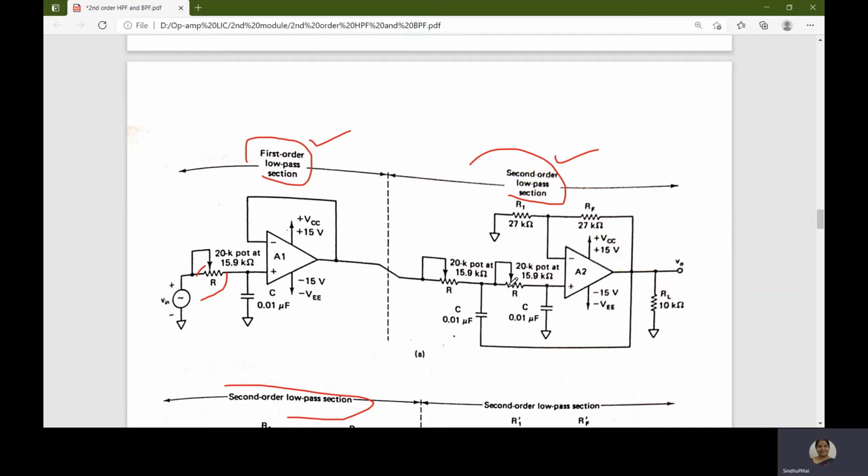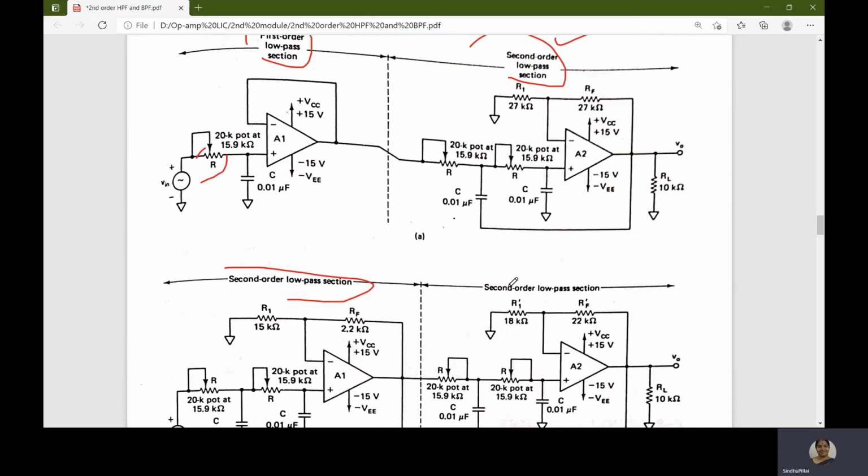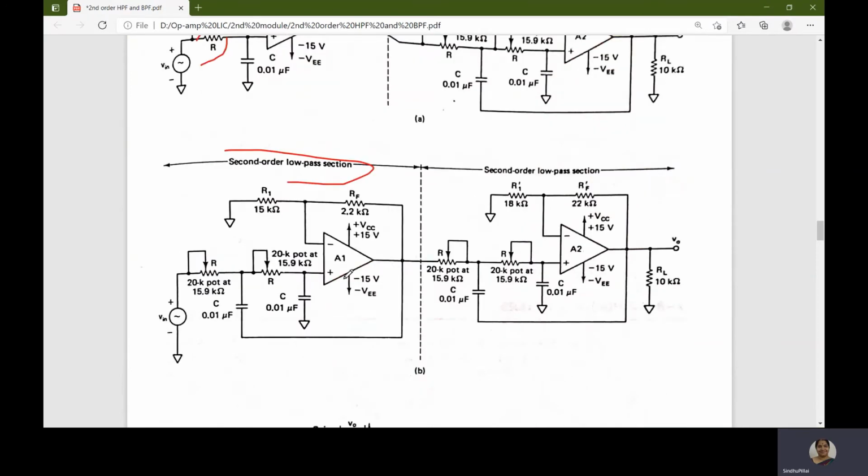This is third order. If you want fourth order, then two second order filters are cascaded. Two second order low pass filters are cascaded, where second order means we have two resistors and two capacitors. They are cascaded and we'll get the fourth order low pass filter. The same thing can be followed for the high pass filter also.